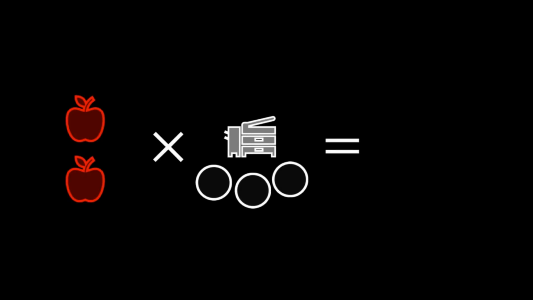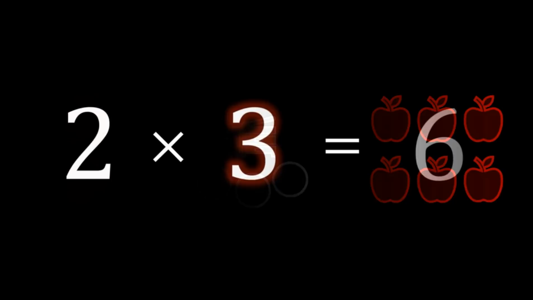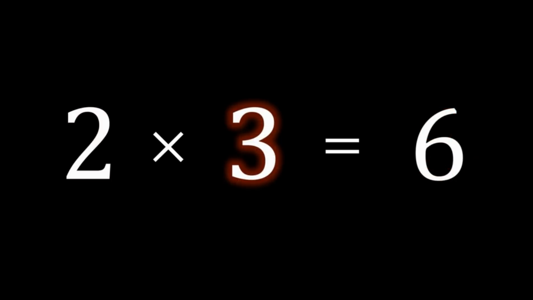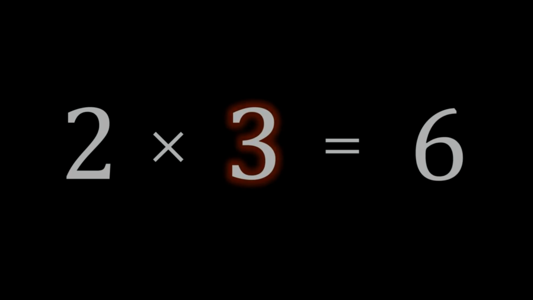Now consider the scenario where you start with 2 apples, then put the apples through a copying machine, which replaces each apple with 3 copies. The final result will be 6 apples. The same mathematical formula expresses this observation: 2 times 3 equals 6. This is the object-action interpretation, where 2 represents the starting state, 3 an action, and 6 the end state.